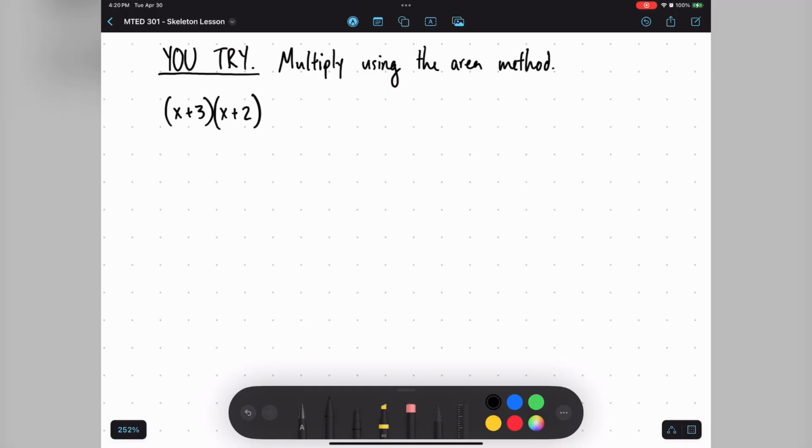Alrighty, so for this one, you're going to try this problem out on your own. So on my mark, pause the video, and then check back for the solution.